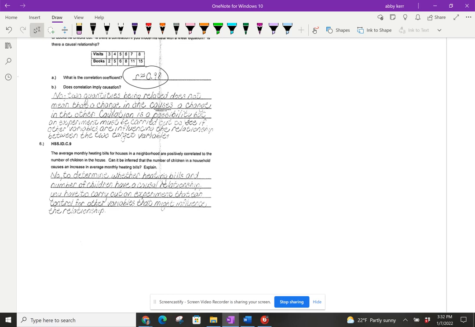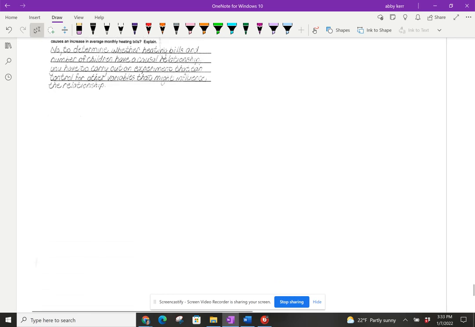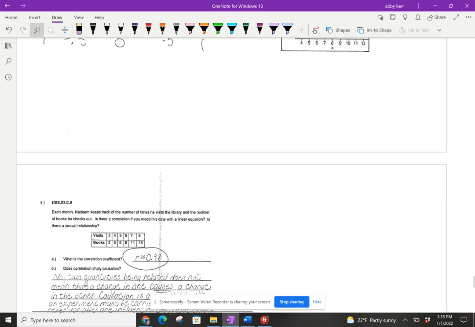Can it be inferred that the number of children in a household causes an increase of heating bills? No. To determine that the number of children have a causal relationship, you have to carry out an experiment that can control the other variables that may influence the relationship. All right, thanks, guys.